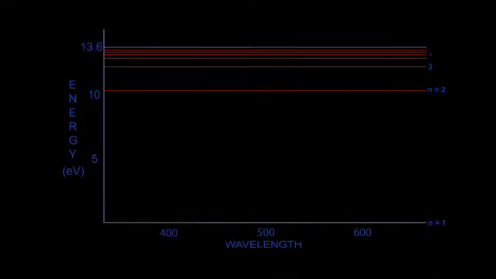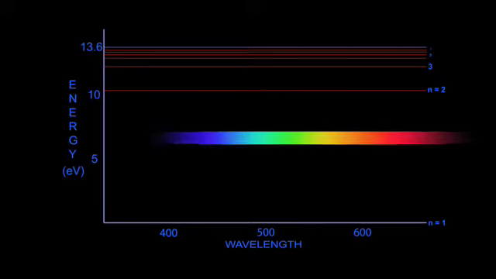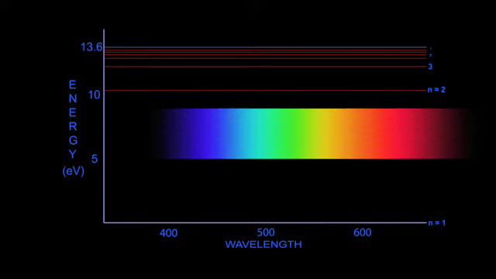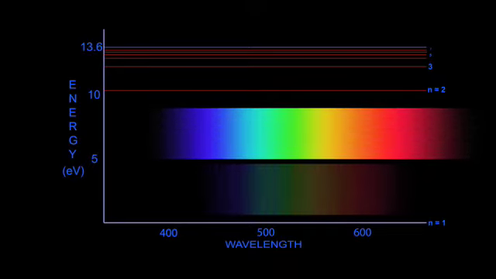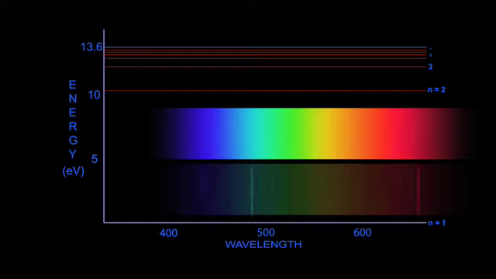Here is a piece of spectra from hydrogen. The primary quantum number n is shown on the right alongside the line representing that energy level. When an electron jumps from the n equals 3 shell to the n equals 2 shell, red light is emitted. When an electron jumps from the n equals 4 shell to the n equals 2 shell, aqua light is emitted.